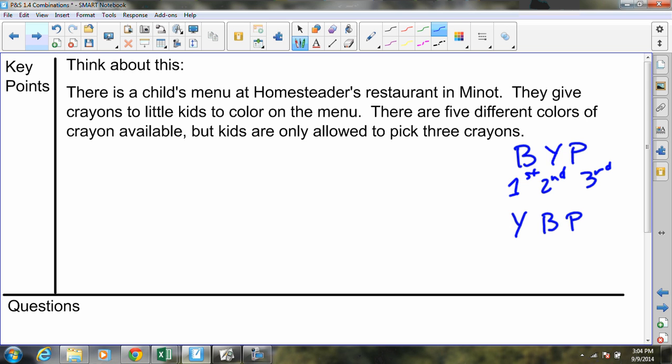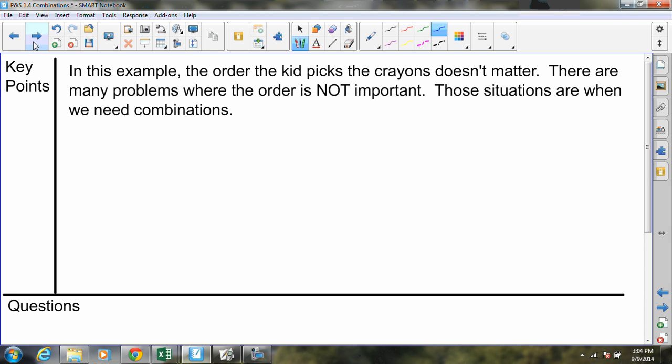These instances are considered the same. In this problem, the order in which you get the crayons does not matter. There's no first crayon, second crayon, third crayon. Just as long as you get picked, that's all you care about. And it doesn't matter if it's first or third. Problems like this, where the order is not important, are combination problems. This is the big difference between combinations versus permutations.